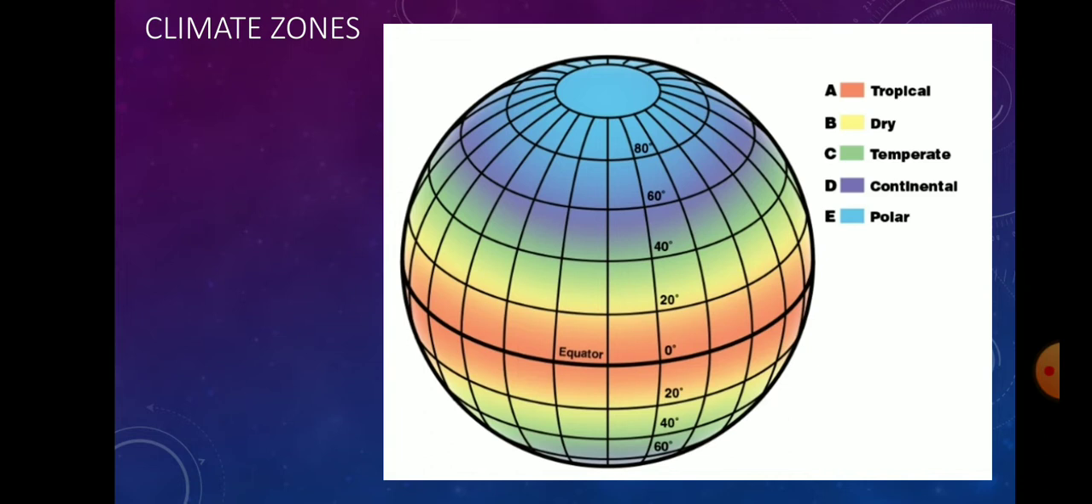Here is the legend. The letter A, with the color orange, represents the tropical climate, and the letter B, with the color yellow, represents the dry climate. Letter C, with the color green, represents the temperate climate. Letter D, with the color violet, represents the continental climate. Letter E, with the color blue, represents the polar climate.